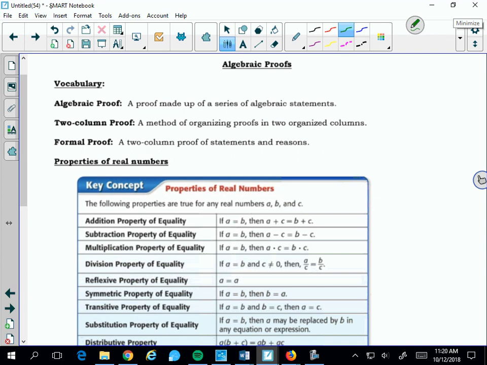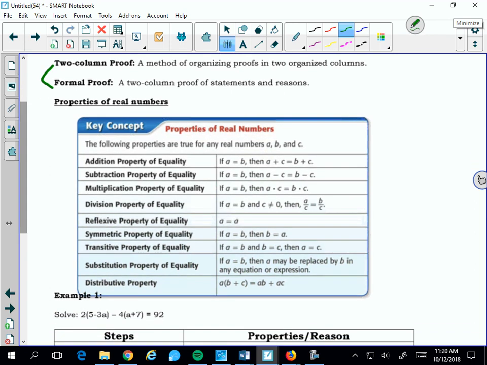Another type of proof that we're going to look at is algebraic proofs. So they give us a couple different definitions here. An algebraic proof is made up of a series of algebraic statements. A two-column proof and a formal proof are very, very similar, and it's kind of what we've been doing already with our triangle proofs. We have two columns, one being a set of statements, the other being our reasons for making those statements.